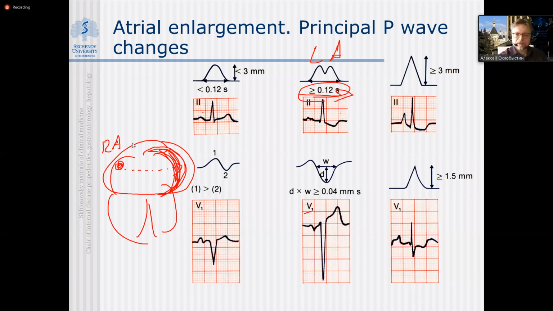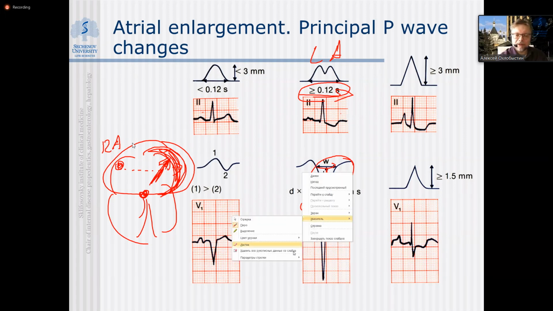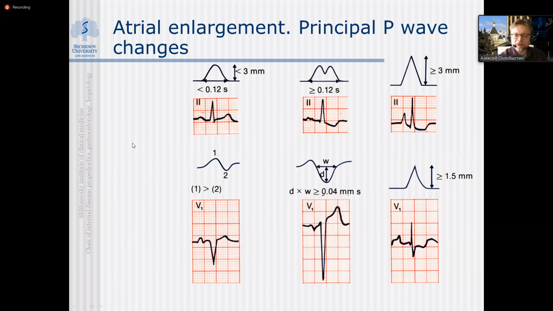In the first chest lead, there will be enhancement of the component that is produced by the direction of activation away from the lead located at the right border of the sternum. And there will be deepening and widening of the second phase. The second phase will become, again, deeper and wider than the first positive. It may be assessed in a relative way, or in absolute numbers: if you multiply depth by width, it will be equal or more than 0.4 millimeters per second.